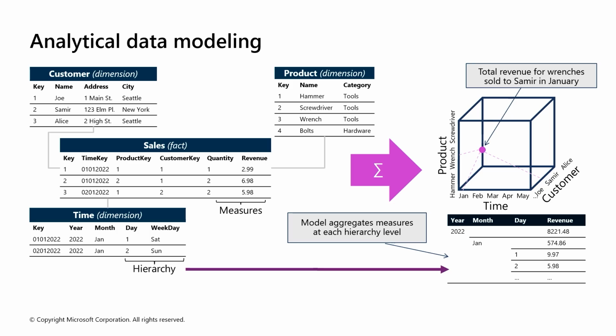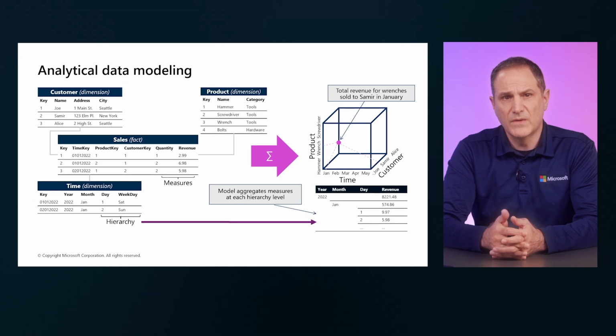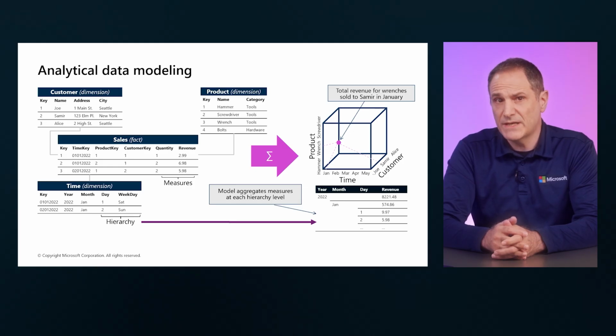Another important concept is attribute hierarchies. Hierarchies allow analysts to analyze data at different levels of detail. For example, products can be analyzed by category and then by individual product, customers by city and then by customer name, and time by year, month, and day. Because the model stores aggregated values at each hierarchy level, you can quickly drill up or drill down to change the scope of your analysis without recalculating everything from scratch.